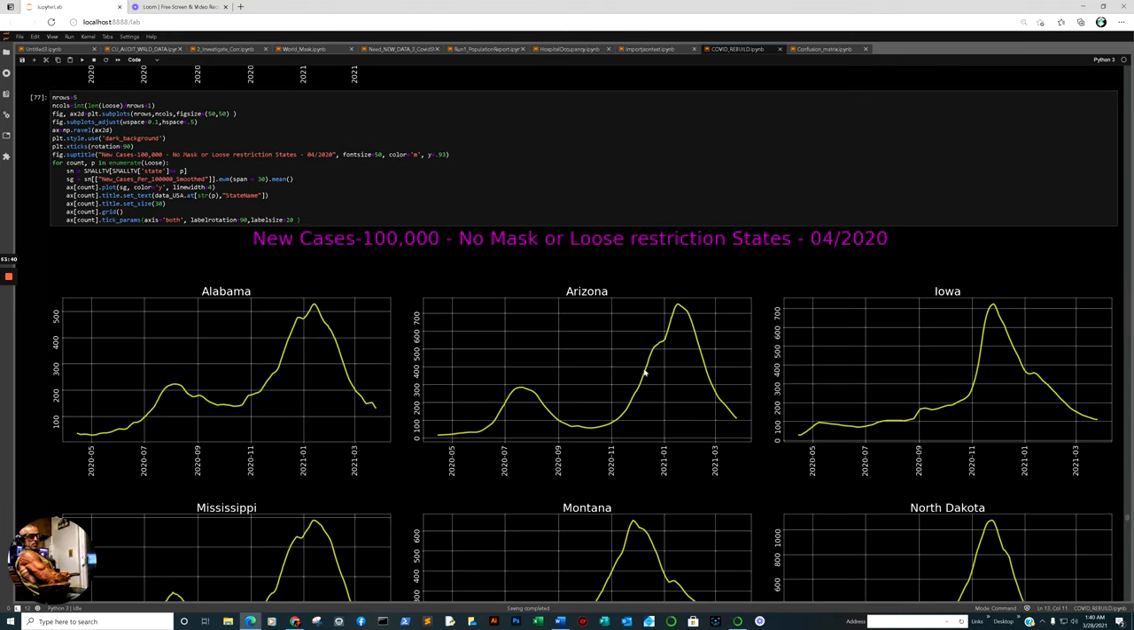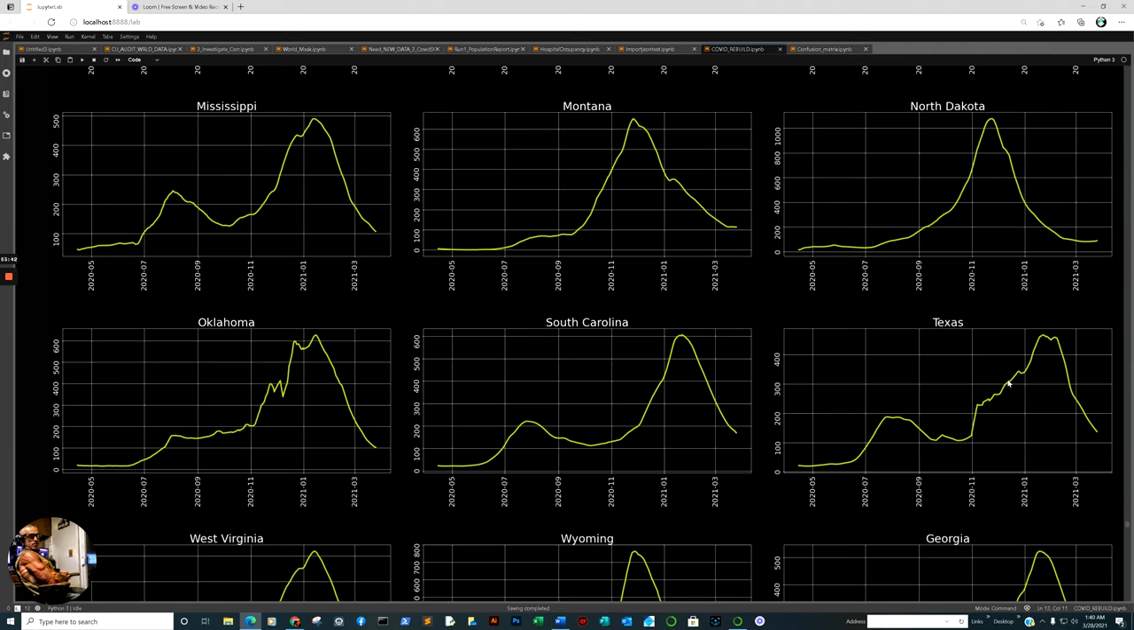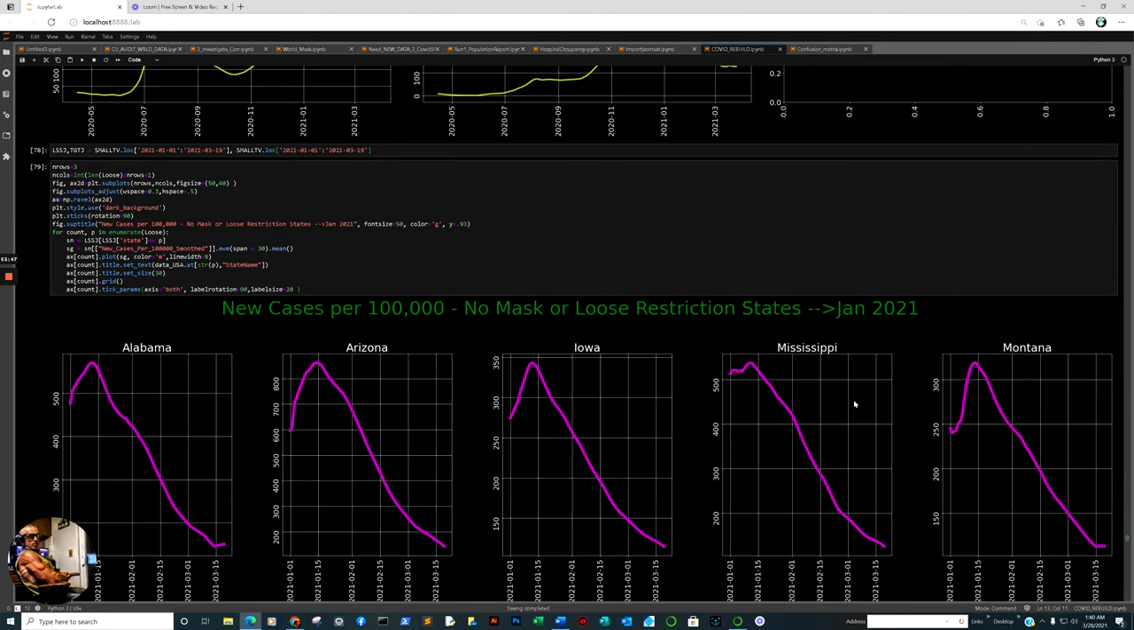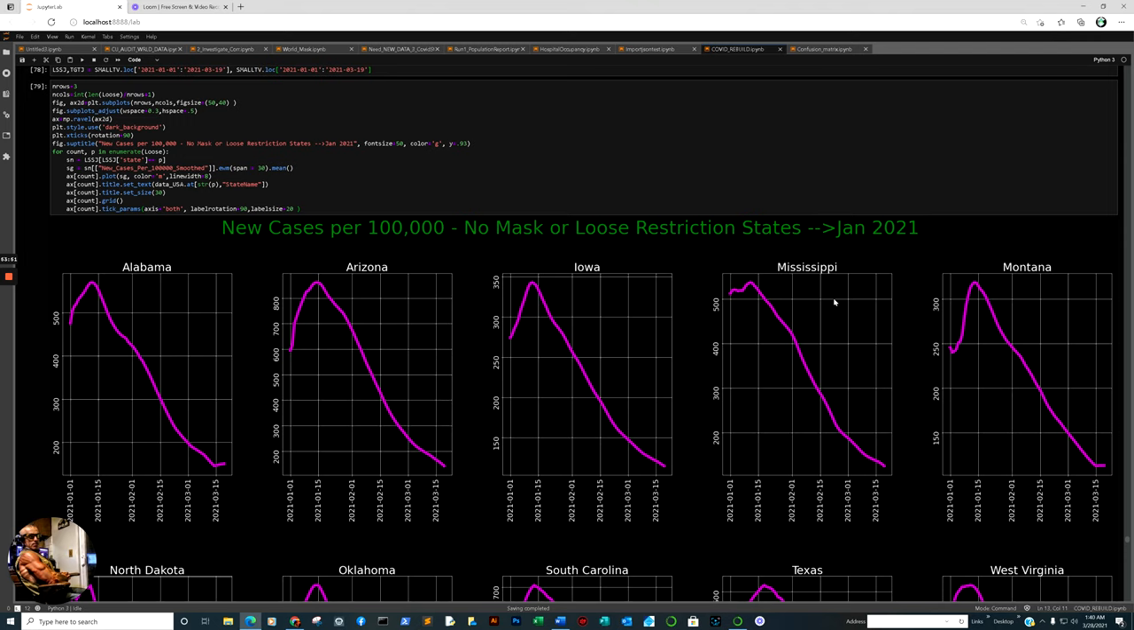And then the loose restriction states. Again, I'm just looking at visual data, which is not the best way to do it. Here's our new cases per 100,000. No mask or loose restriction states as of January 2021.